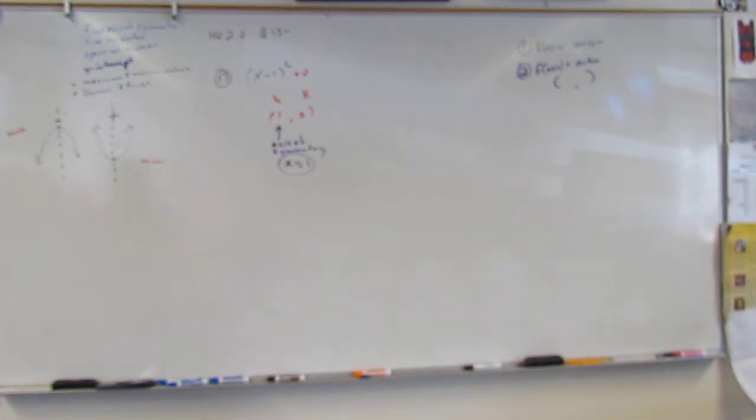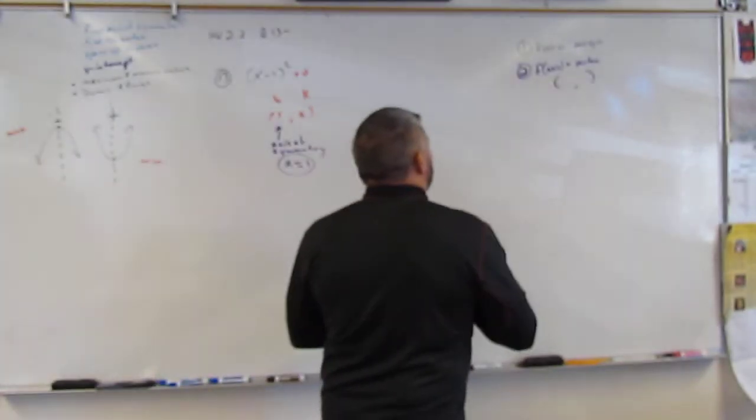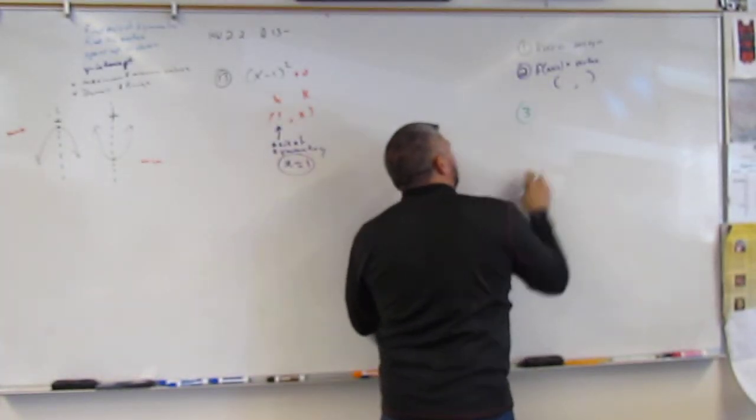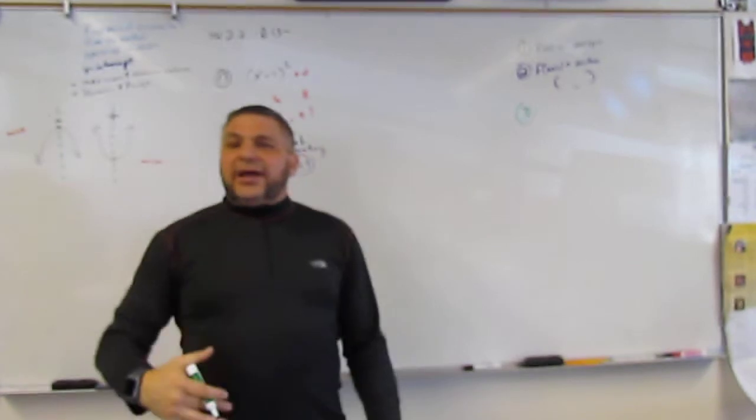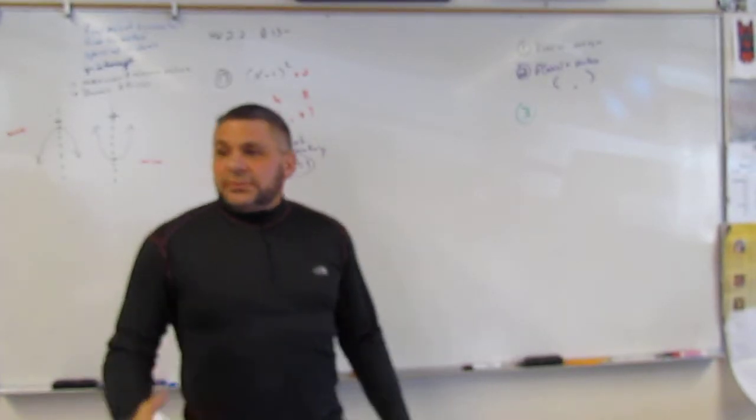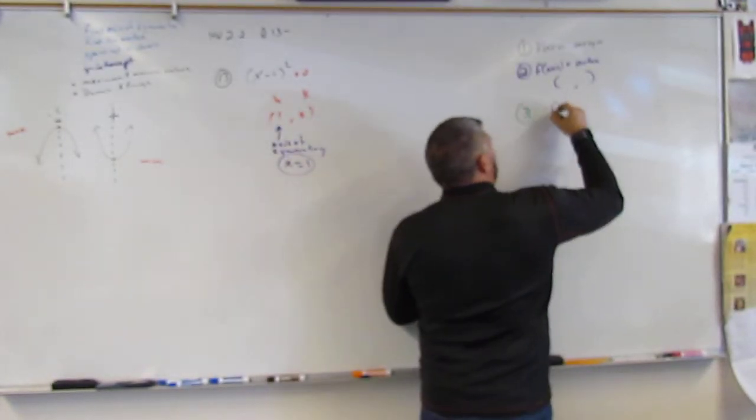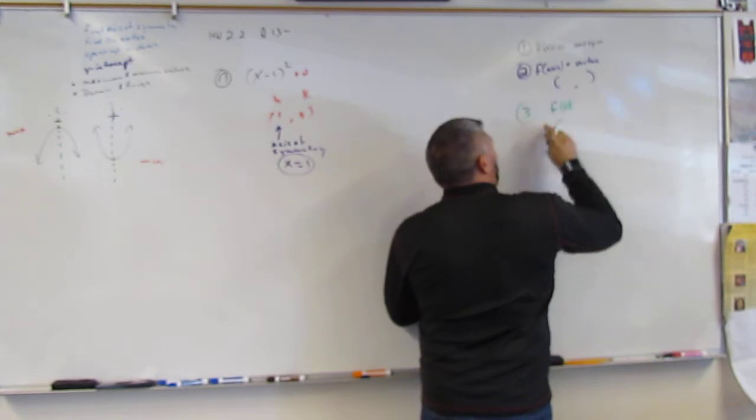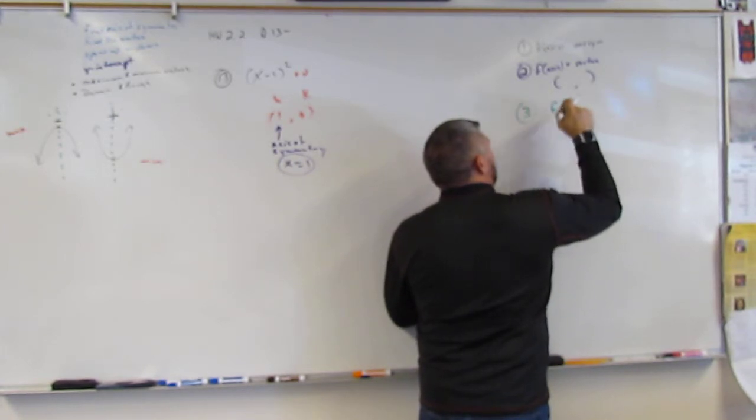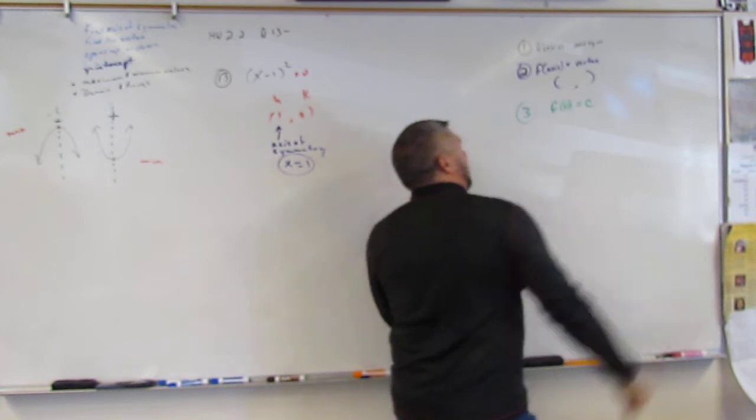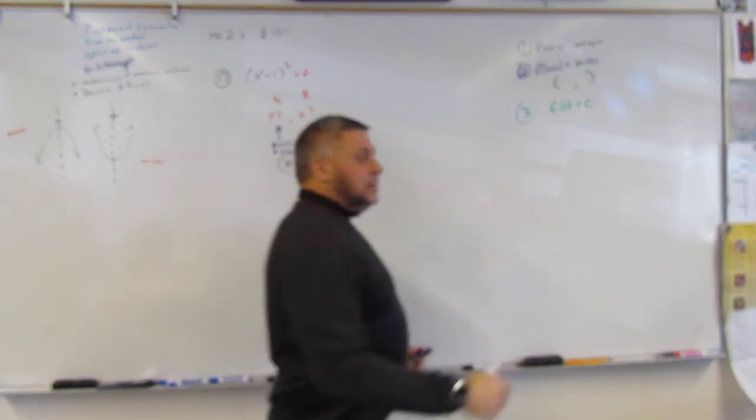That's step 2. Step 3 is the easiest part. It's finding the Y-intercept. So it's finding the value at 0. When x is 0, it will always equal c. That is your Y-intercept.